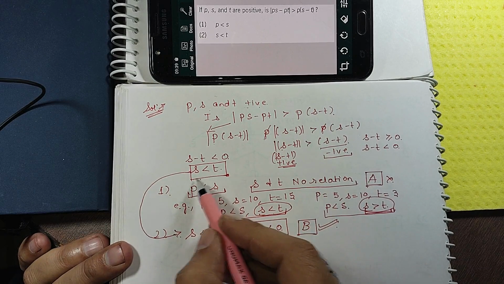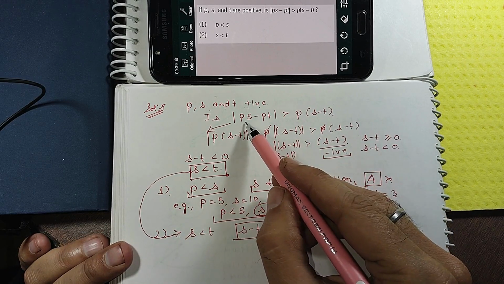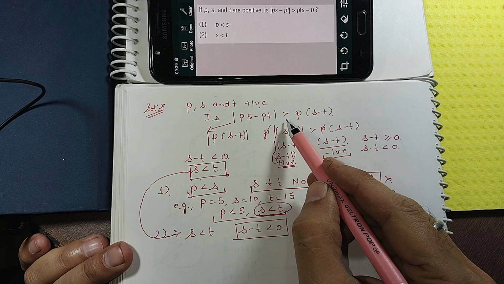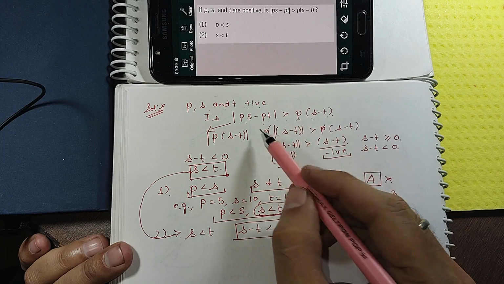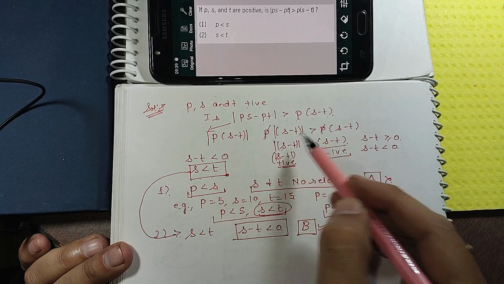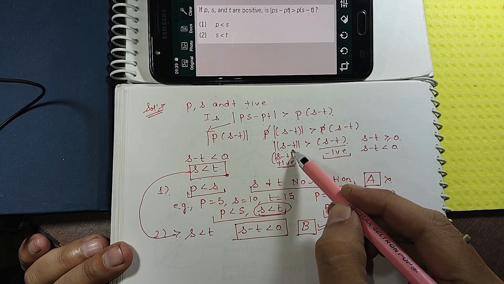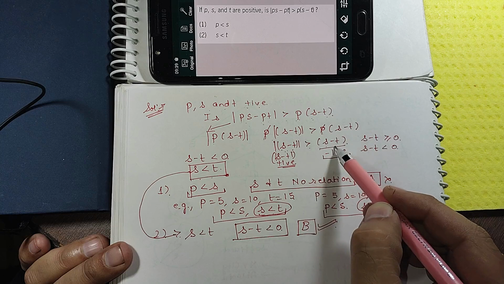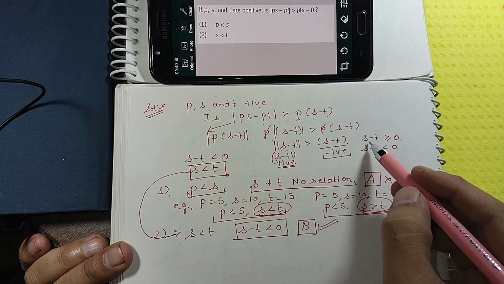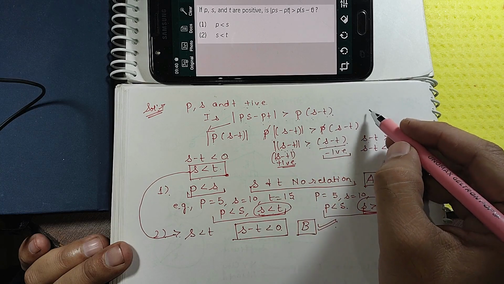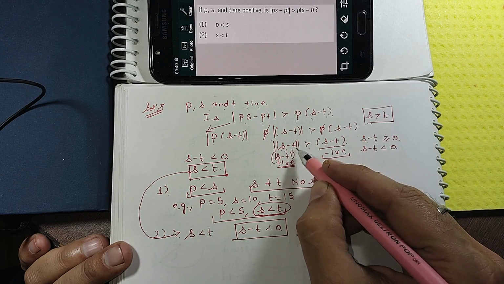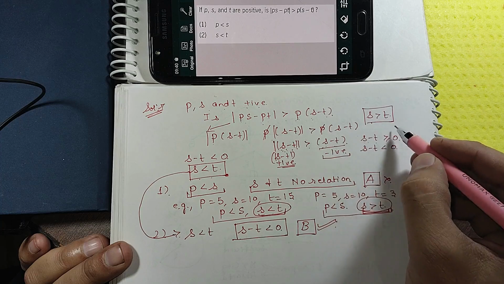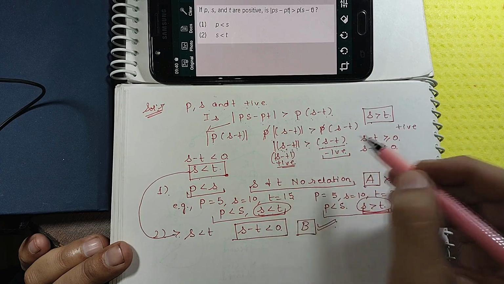Let's dive a little deeper. We have been given that mod of PS minus PT is greater than PS minus T. We need to find whether this is true or not. Since P is positive, we can cancel it out from both sides. So we are left with mod of S minus T greater than S minus T. This can happen only when S is greater than T. So if S is greater than T, the right side will be positive, and the left side will also be positive.